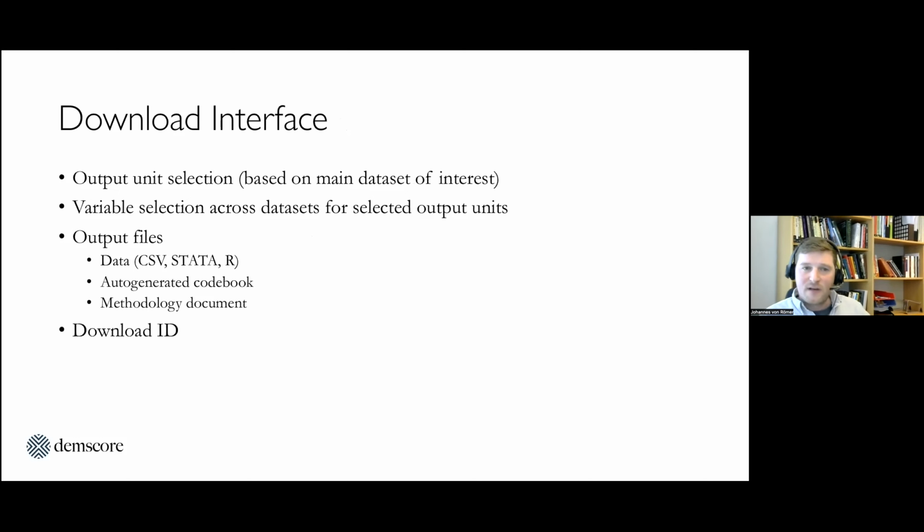In the download interface, you first choose a main data set of interest, and based on that, an output unit is recommended to you. Then you can select numerous variables from many data sets, and you will retrieve an output file, a compressed zip file, which contains your data in either CSV or R data file formats. It contains an auto-generated codebook and the methodology document describing our methodology, and you will receive a download ID, which is a unique identifier for each download.